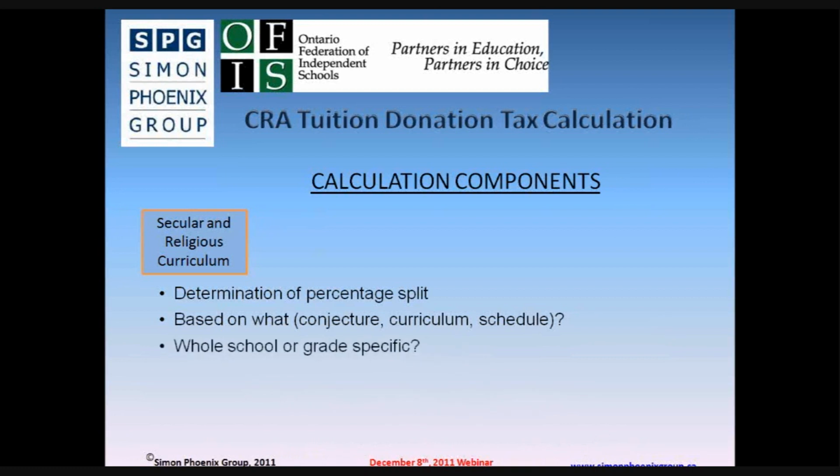How are you going to be splitting it? Is it going to be an entire school average, or is it going to be specific to each grade? In other words, is the religious component of the education that you're delivering significantly different from grade to grade that would make it unreasonable to average things out over all grades of your school? And again, that's very particular to each school. I think one of the things I've been trying to get across this morning is making sure that you clearly define what constitutes secular, what constitutes religious.